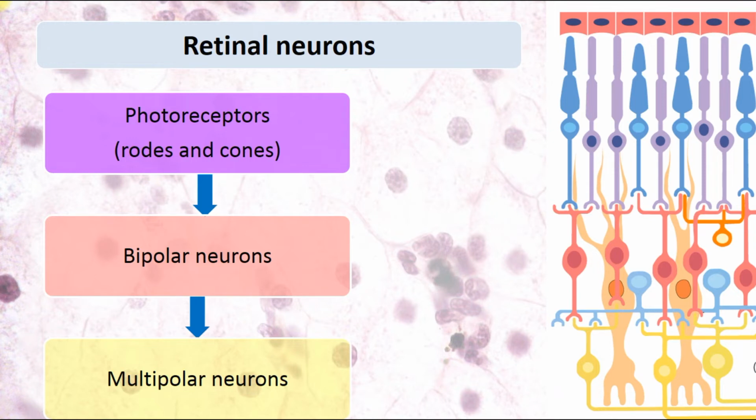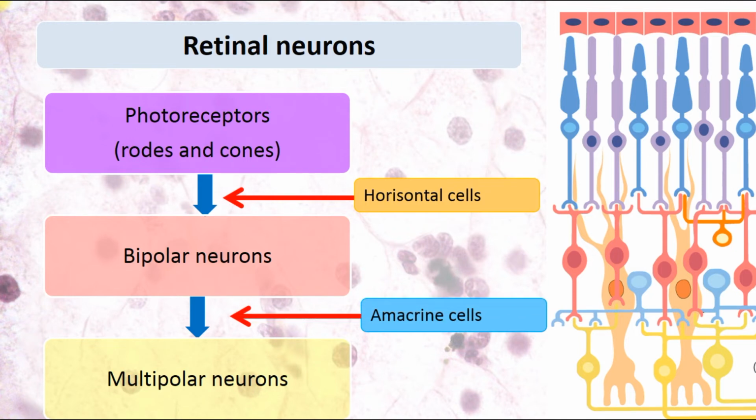But we also have two additional types of retinal neurons. There are horizontal cells and amacrine cells. Why do we have them? Horizontal cells are located between the layer of photoreceptors and bipolar neurons. Here we can see the layer of photoreceptors and the layer of bipolar neurons, and here we have horizontal cells.